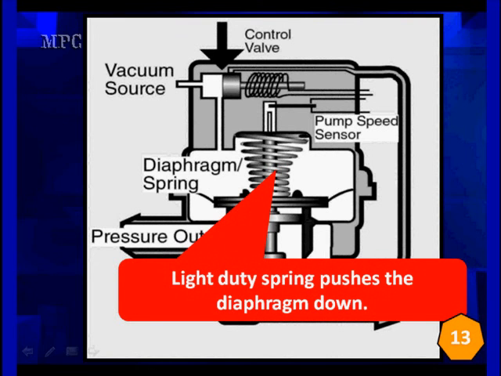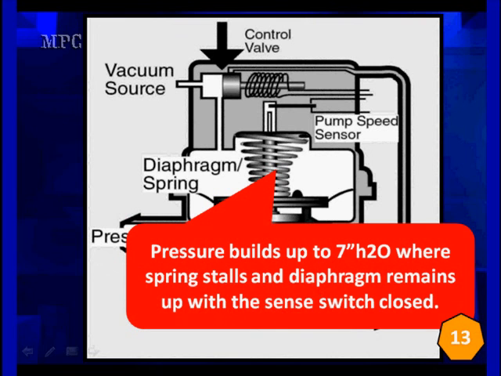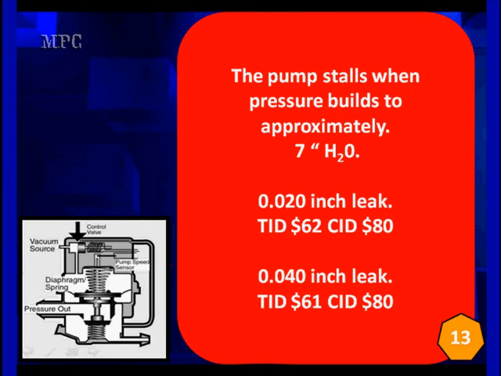The light-duty spring is going to push it down, and this spring is a calibrated spring. The pressure builds up to about 7 inches of water, which is what we've been looking at in the other system. This is where the spring is going to stall, the diaphragm is going to remain open, and the switch is going to stay closed. How long this switch stays closed is determined by the size of the leak or lack of a leak. So this signal is going to be the signal used by the PCM to determine there is no leak. If we have a leaking vent or anything else in here, or if the solenoid gets dirty, doesn't actuate properly, all these things can produce failures.